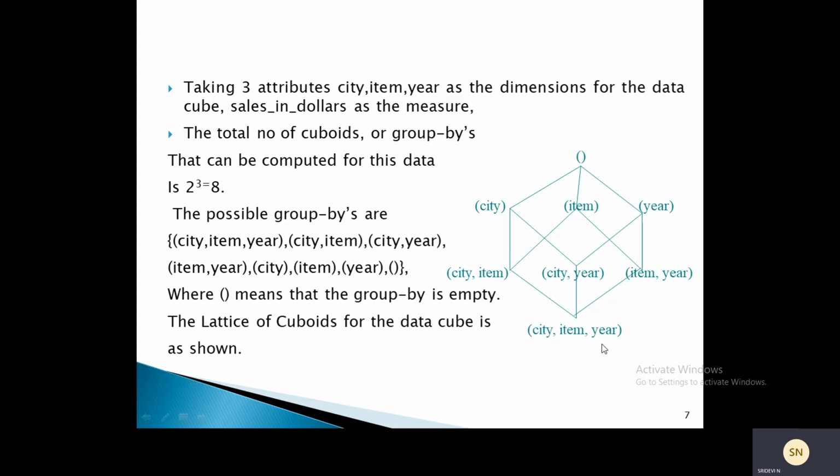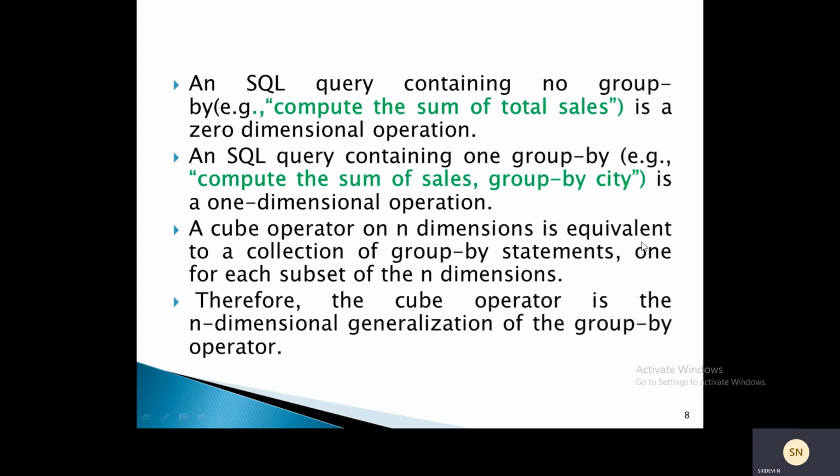So the base cuboid is the least generalized, that is, the most specific of the cuboids, and the apex cuboid is the most generalized. Moving toward the base cuboid is equivalent to drilling down within the data cube. If you recall the operations, that is equal to drilling down.